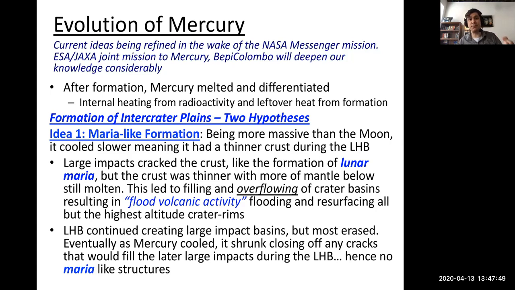Meaning that by the time the late heavy bombardment comes around 3.9 billion years ago, Mercury would have had a thinner crust than the moon. So we still have the same size of impactors coming in. They're smashing into the surface of Mercury, creating these giant impact basins, cracking the crust down to a molten layer underneath.